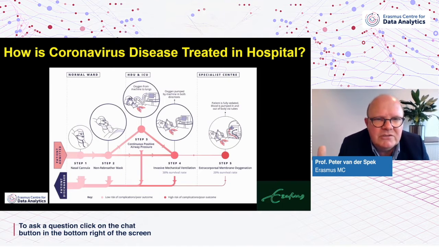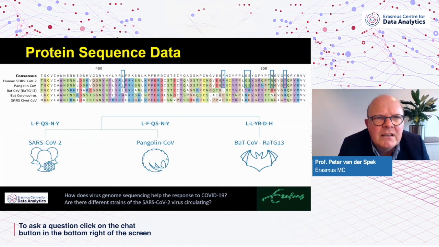Now, those patients get put on a ventilator in the ICU units, and you try to basically provide the lung enough oxygen to keep the saturation up in the bloodstream, in order to provide the rest of the body with enough oxygen. The protein sequence data.